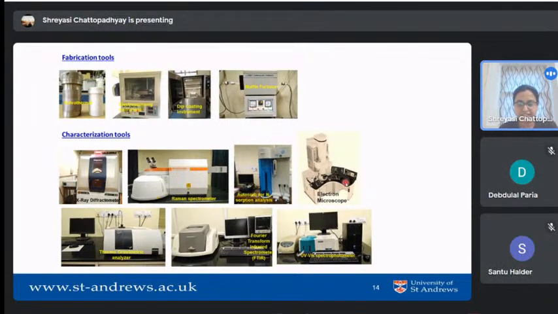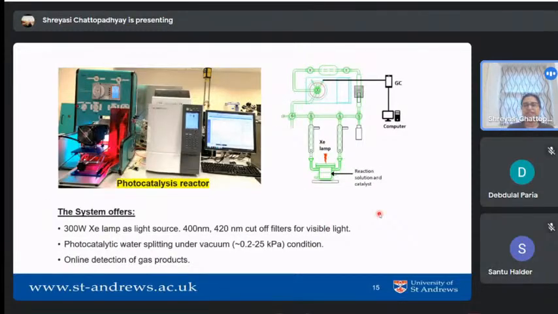This morning session we learned about electron microscopy, how we are exploiting electron microscopy to understand the structure of our nanomaterials. So all these characterization techniques are used to understand the material we produce. After that, we go for catalytic application.